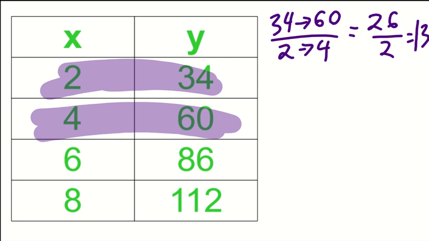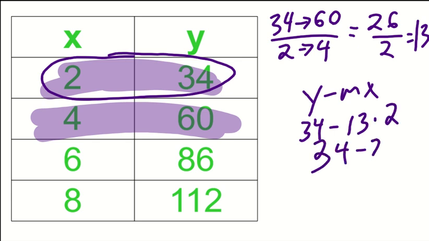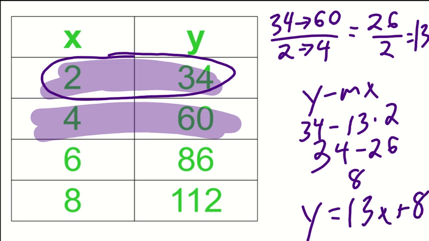Then how do we find our y-intercept? Y minus mx. So I'll use the first point just because it's smaller numbers. So we got 34 minus, my slope is 13, x value is 2. So I got 34 minus 26, that's 8. So I'd have y equals 13x plus 8. Any questions on that?